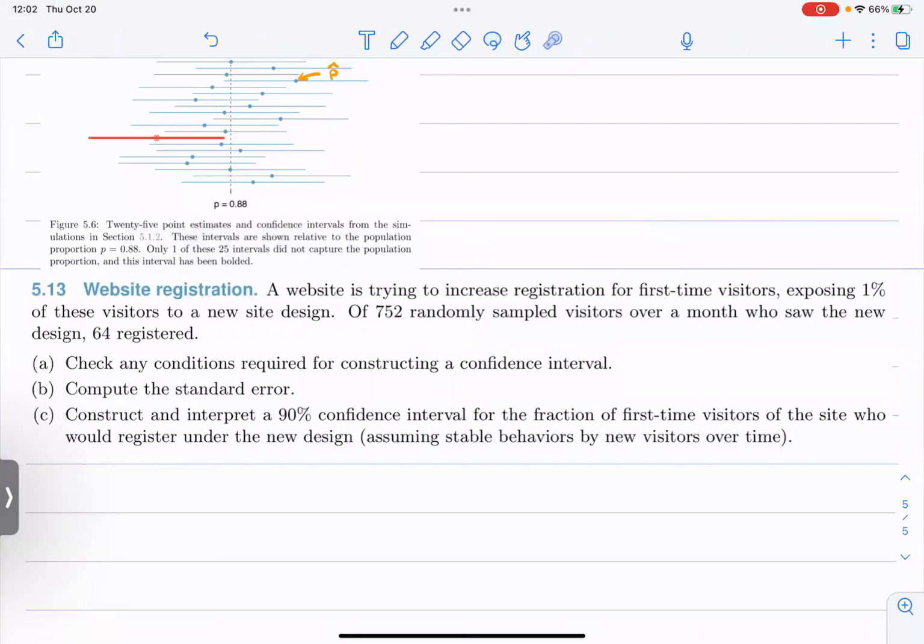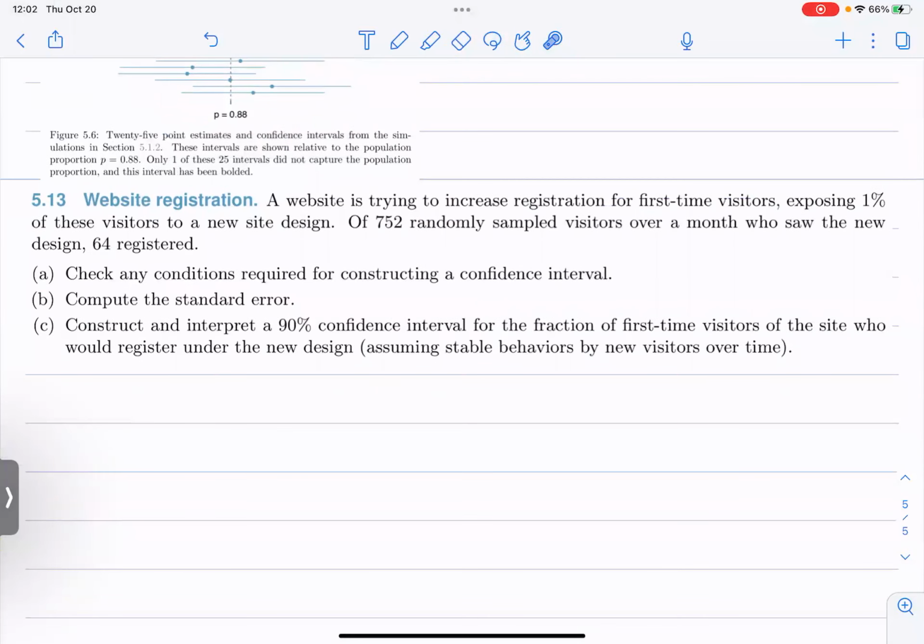Okay. So especially in the data science side, you can see this happening. A website is trying to increase registration for first-time visitors, exposing 1% of these visitors to a new site design. Of 752 randomly sampled visitors over a month who saw the new design, 64 registered. There's a decoy number in here, and that's the 1%. Don't be thrown off. That can happen. But our sample size is going to be 752.